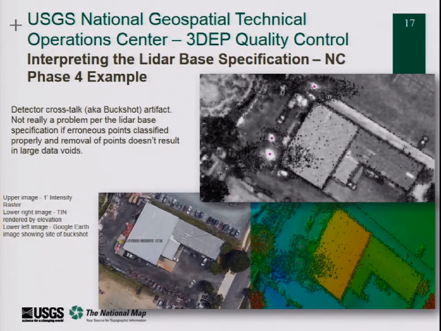I wasn't sure if Hope was going to be in here, so I put these slides in here for her, but here we can tie the buckshot artifact back to intensity. There's a correlation. We were able to identify it by creating these fine spatial resolution intensity images at about a 1 foot ground sample distance, and you can see where these artifacts exist. So by and large, the data are good, but we do have these anomalies in the Geiger mode data.